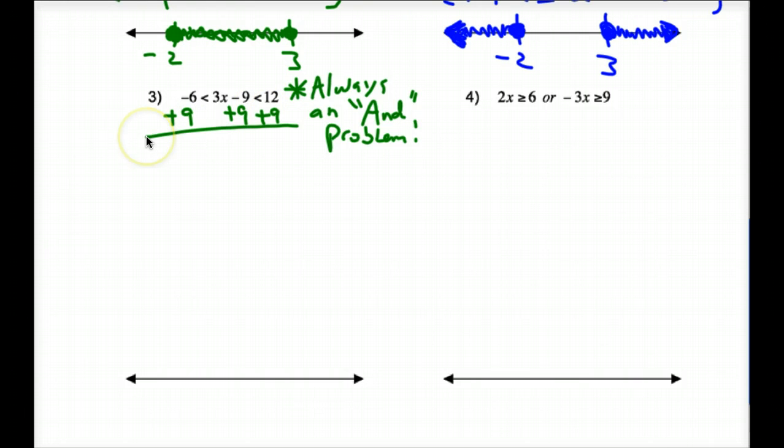Now look how I did that. You do that. Well, could you subtract 3x from... Nope, not. Let's add 9. Everybody do that. What does the compound inequality now say from left to right?